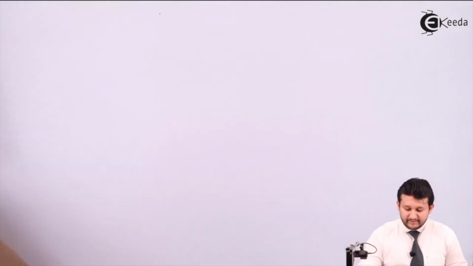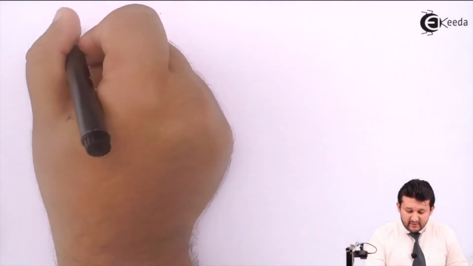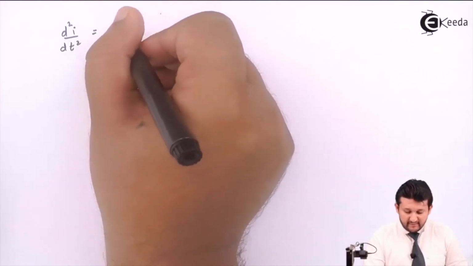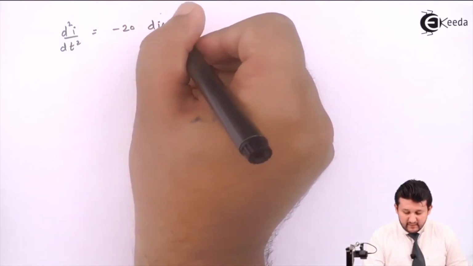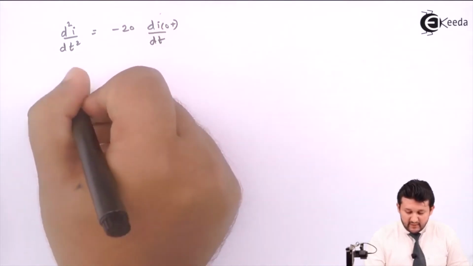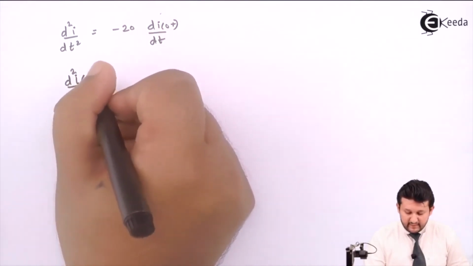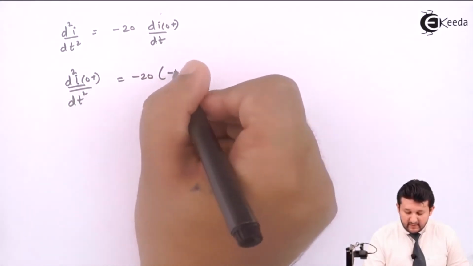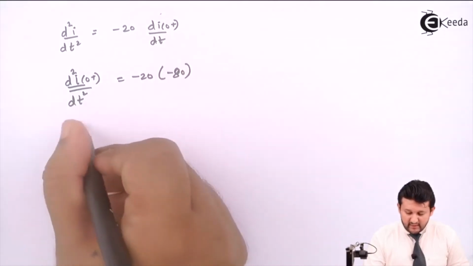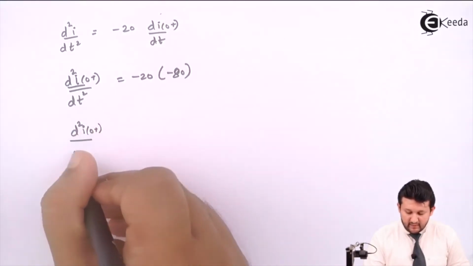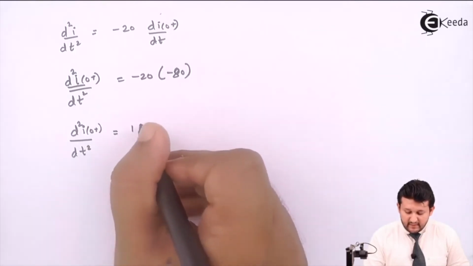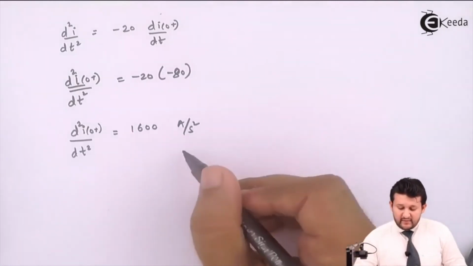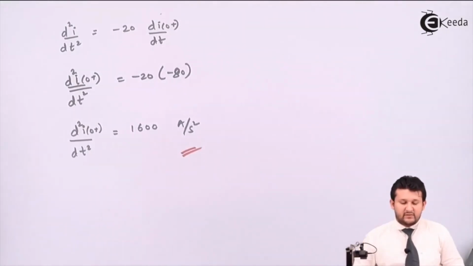So let's solve it. Keep d square i upon dt square on the LHS. Since i of 0 plus was 0, it is gone. This is minus 20 di of 0 plus upon dt. Put the value of di by dt, it will be minus 20 into minus 80. The value of d square i of 0 plus upon dt square will be 1600. The unit will be ampere per second square. That will be the term d square i upon dt square.